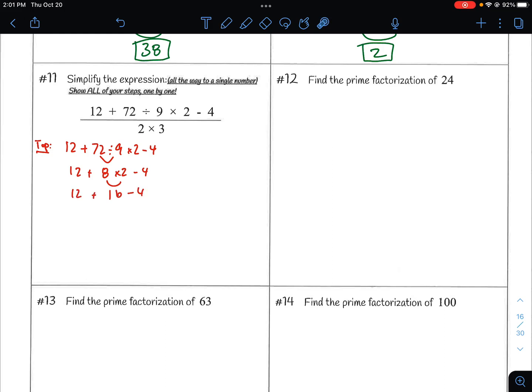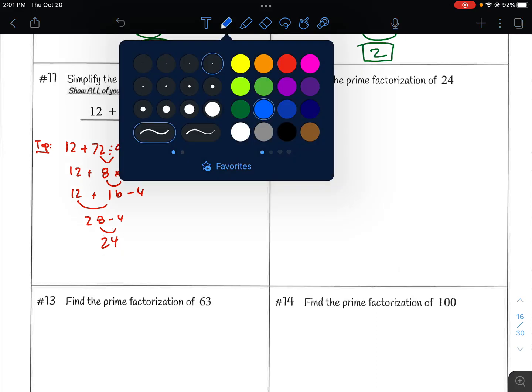All right, and now we go left to right because addition and subtraction are on the same level. 12 plus 16, that is 28, minus 4, that is 24. We are not done here. Don't circle that because we still have to deal with the bottom.